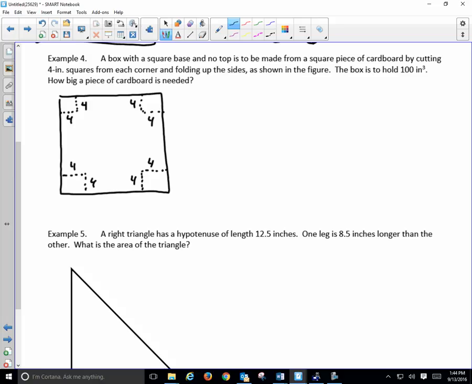Something else. Last one was about perimeter. This one's about volume. Awesome. Volume is equal to what? Length times width times height. And I know the volume. The volume is 100, is equal to length. Ah, dang it.